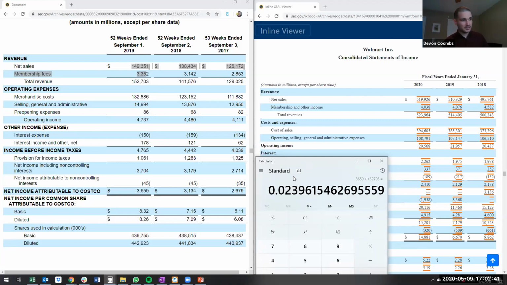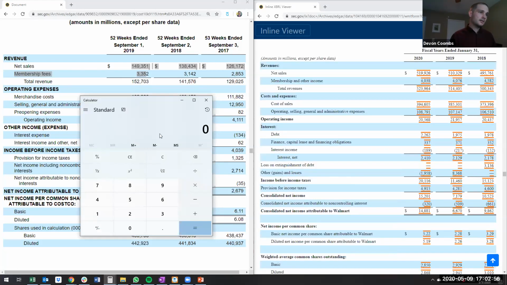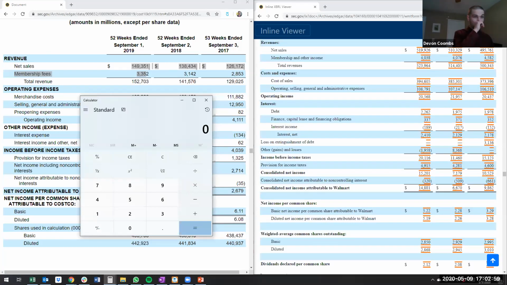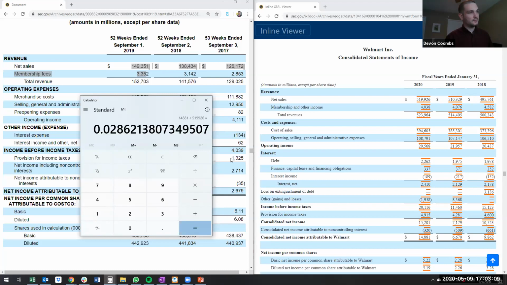Did everyone see how we calculated that? We took 3.7 divided by the net sales, or the total revenue. 2.4% profit margin. Now, let's see how that compares to Walmart. Walmart, we have 14,881 net income attributable to Walmart divided by 519,926. 2.9%. Very similar profit margins, right? Very, very similar profit margins.